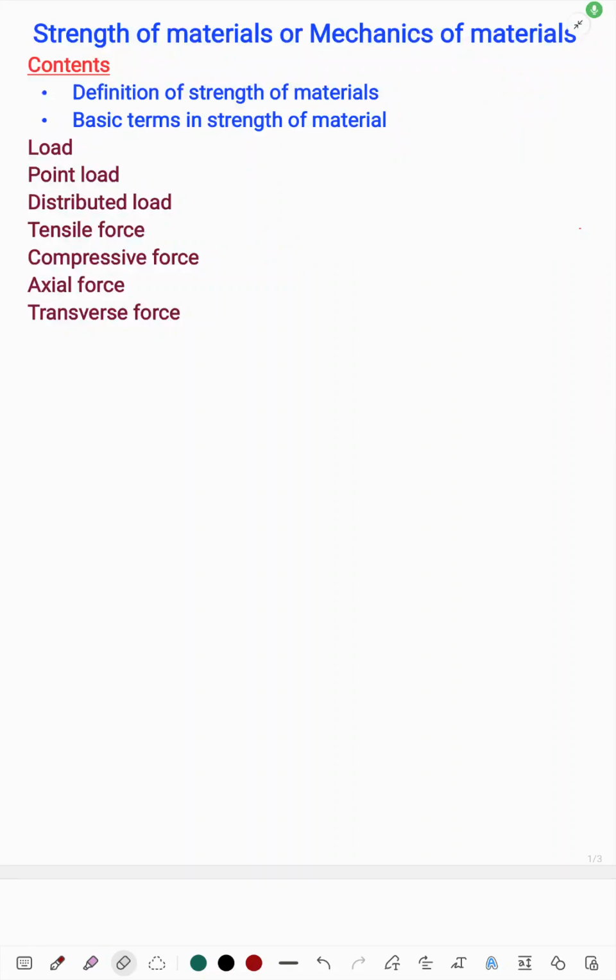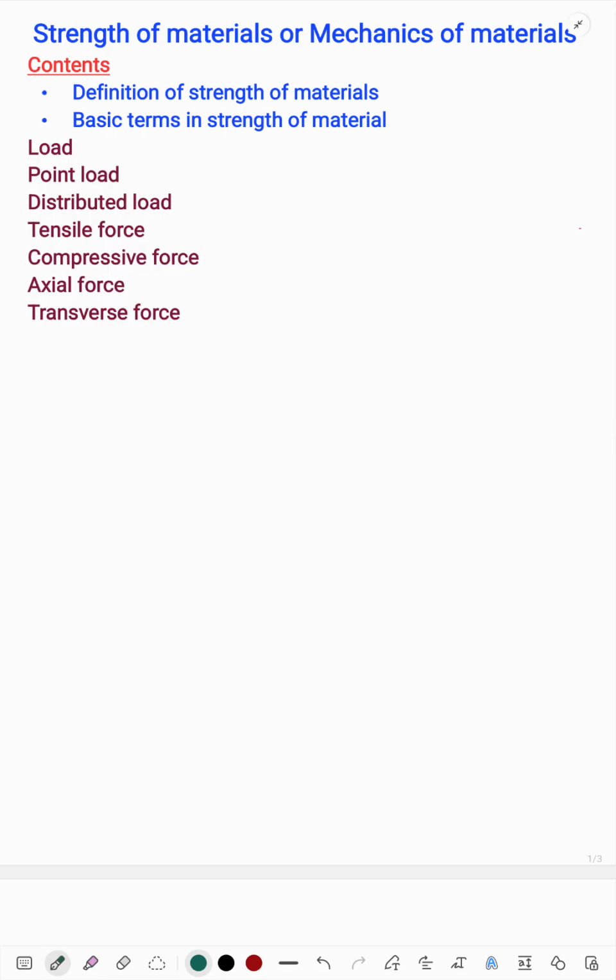Welcome to the tutorial. This is strength of materials, or mechanics of materials. This topic deals with the basic definition of strength of materials and some basic terms that you're going to deal with here: load, point load, distributed load, tensile load, compressive force, axial force and transverse force. After dealing with these terminologies, next we'll go for different topics and different concepts in this tutorial.